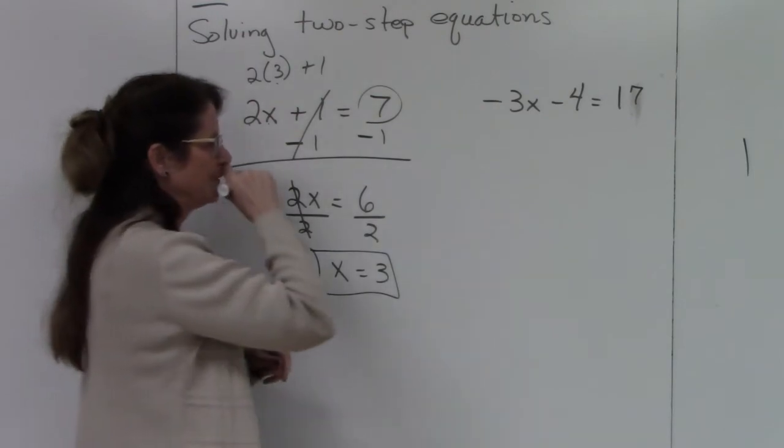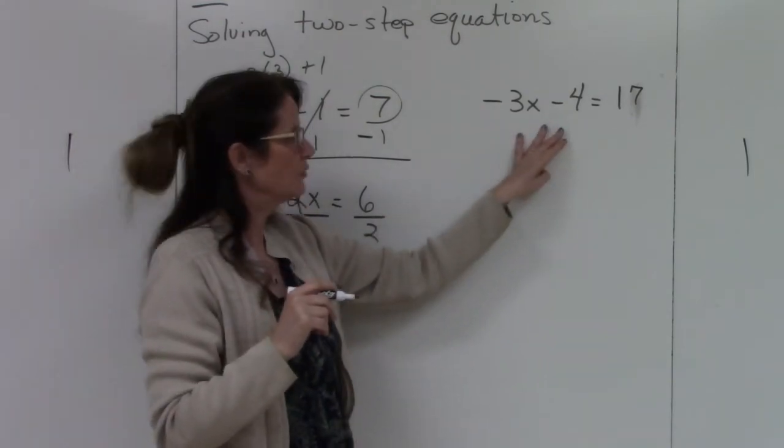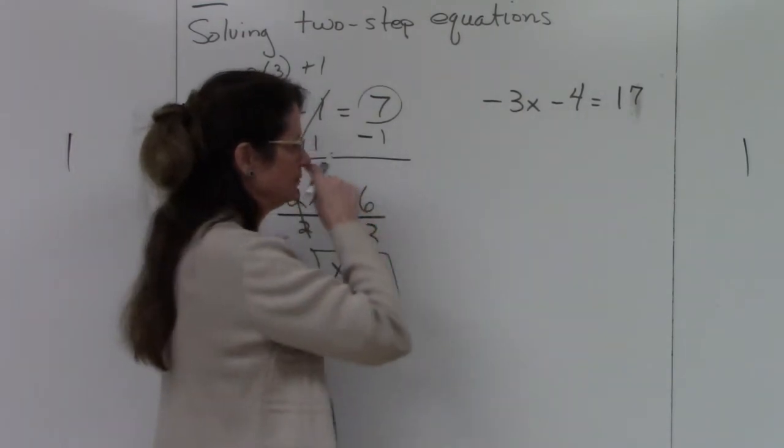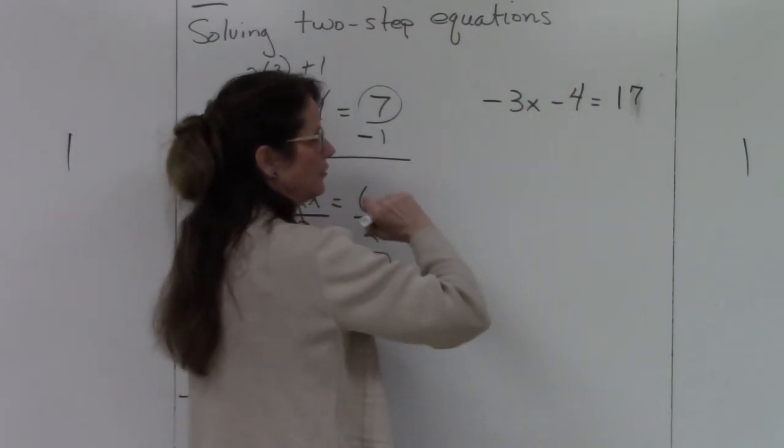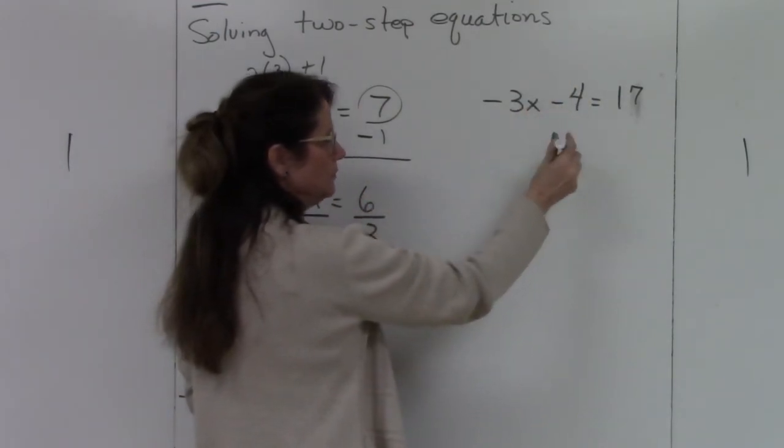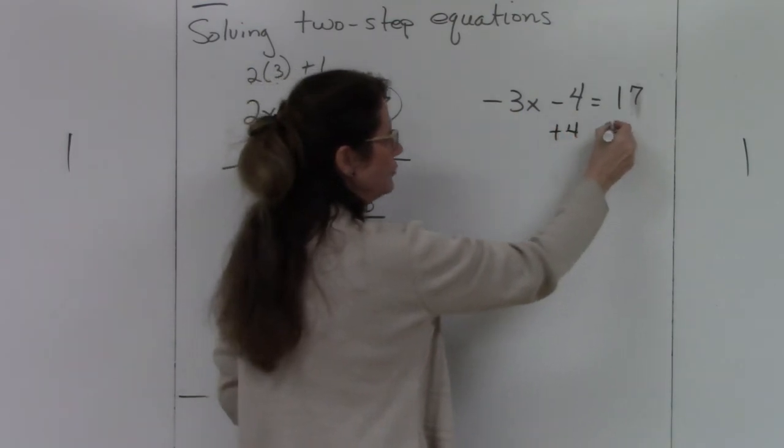Let's do one more. Here we have negative 3x minus 4 equals 17. So you always get rid of the plus or minus first. In this case, it's a minus 4. So I'm going to add 4 to both sides.